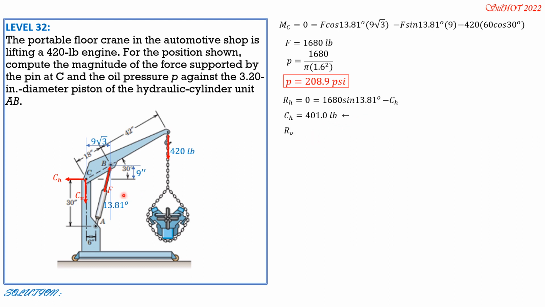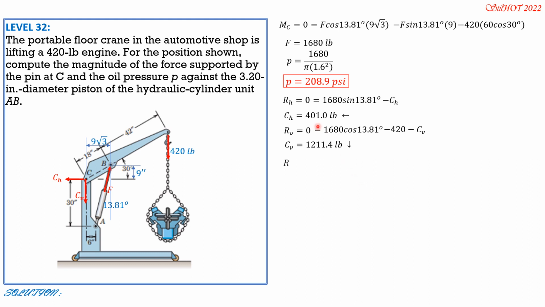R vertical is 0 also. The vertical component of the resultant is 0. Let's begin with the positive component. So F cosine of 13.81, 1680 cosine of 13.81, minus 420, then minus C sub V. So C sub V is 1680 cosine 13.81 minus 420, and that is equal to 1211.4 pounds.